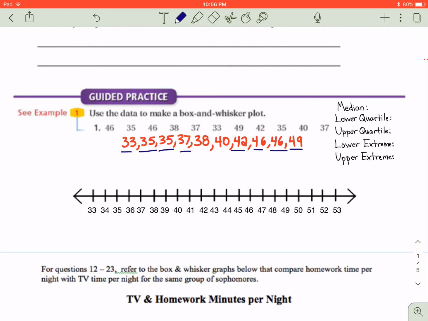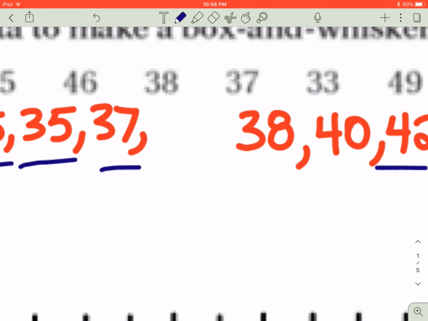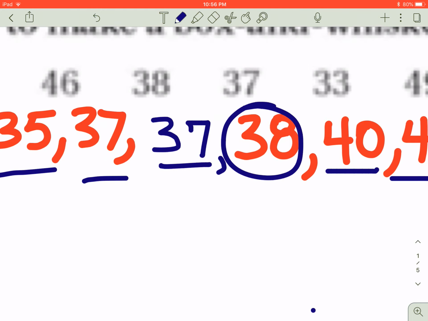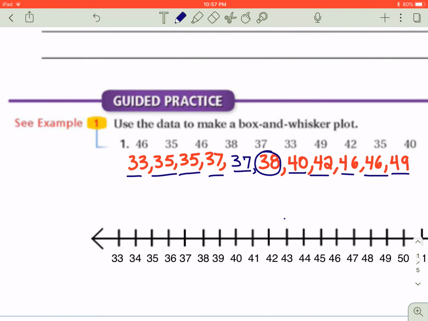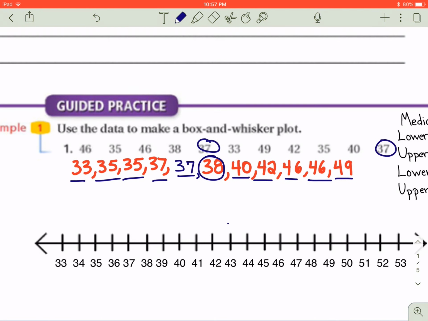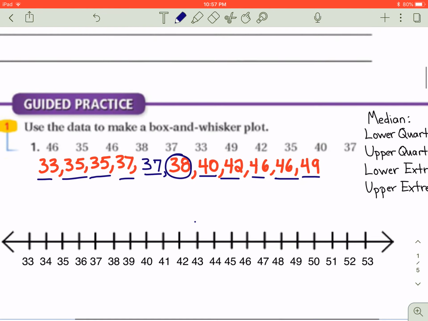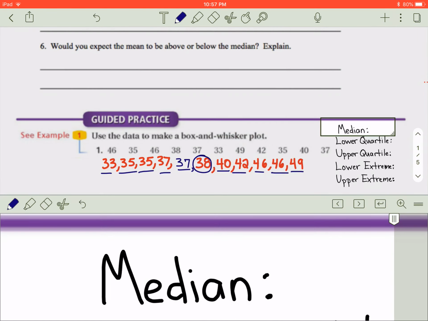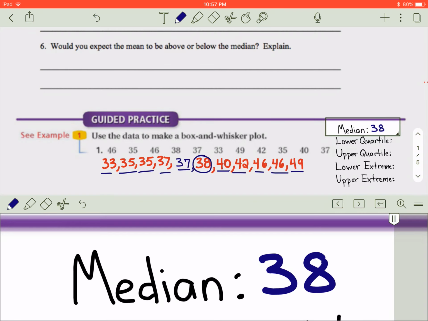And I messed it up there. I'm supposed to have 37. Sorry guys, when I ordered this, I forgot 37. So that should have been there from the beginning. There, and 38. Because if you notice, I have 37 right there, and 37 way over there. That's probably why I didn't see it. So my median would be 38.